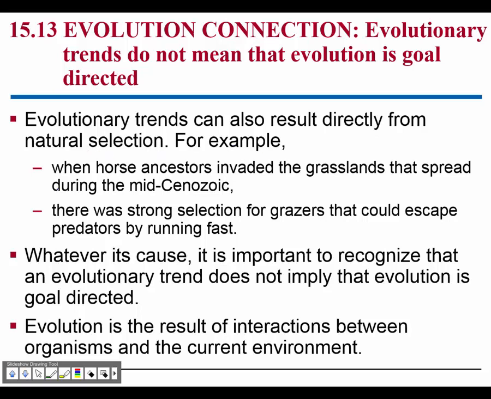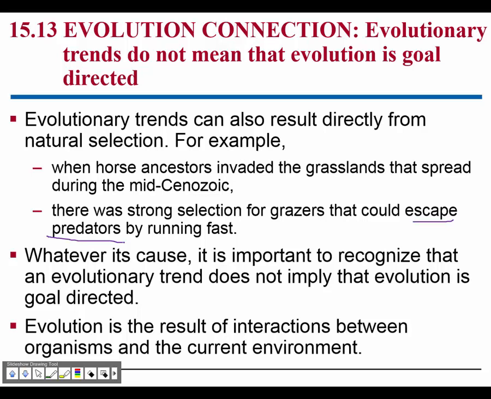For example, when we're looking at the horses again, when they invaded grassland that spread during the mid-Cenozoic, there was strong selection for grazers that could escape predators by running fast, right? So those are trends, and this is a selective pressure. Predation is a huge selective pressure. The two biggest selective pressures are predation and resource availability, right?